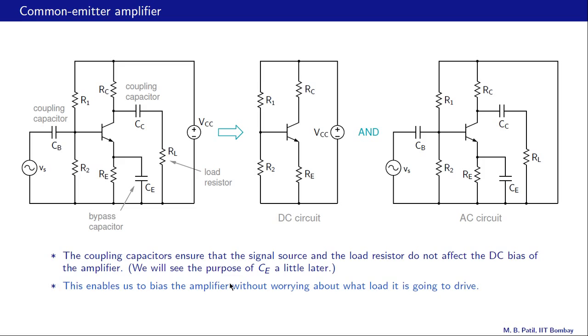And just repeating it once again, this fact that the DC circuit is not affected by either Vs or RL enables us to bias the amplifier without worrying about what load it is going to drive. So that's a big benefit. And the next step now is to look at what this AC circuit, how that can be simplified.